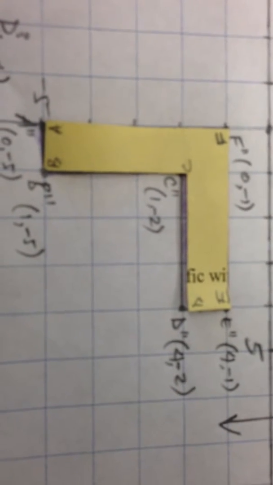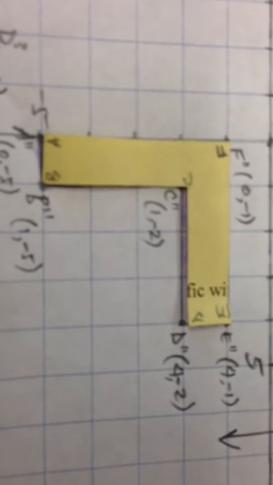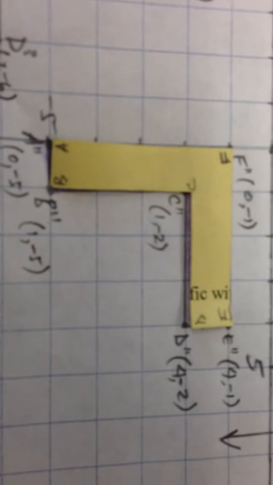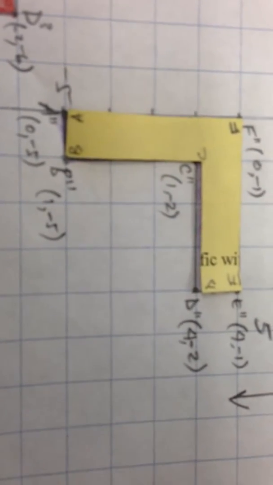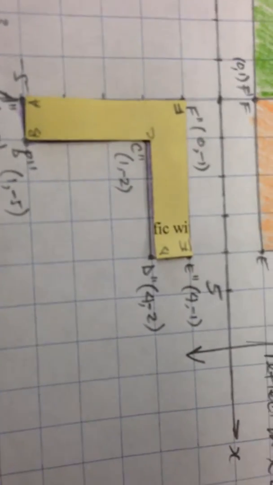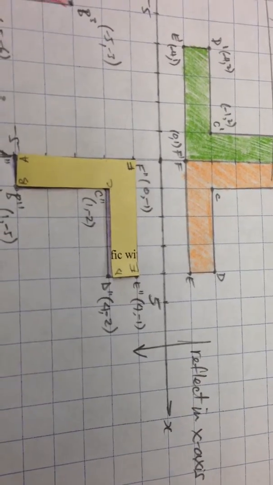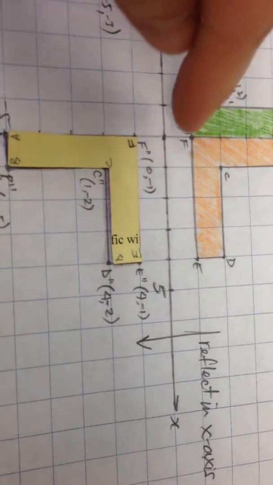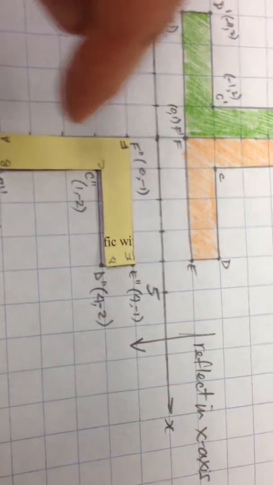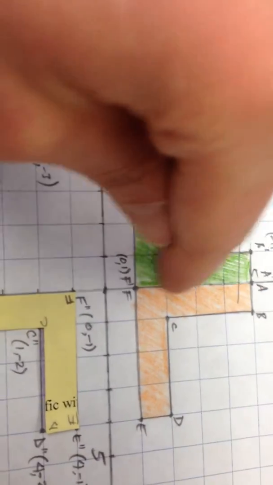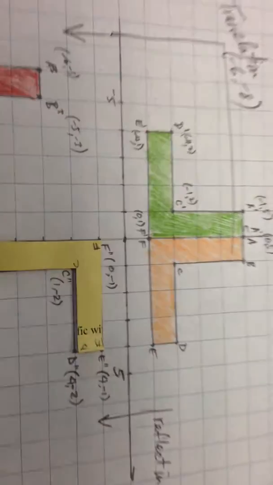You can call this F2, 0, negative 1, E2, 4, negative 1, D2, 4, negative 2, C2, 1, negative 2, A2, 0, negative 5, and B2, 1, negative 5. So that is the reflection of the original in the x-axis. You can also see that it's equidistant. This is 1 unit away from the x-axis, so is this 1 unit away from the x-axis. This is on the y-axis. It's still joining up to the y-axis down here. Okay, easy breezy.